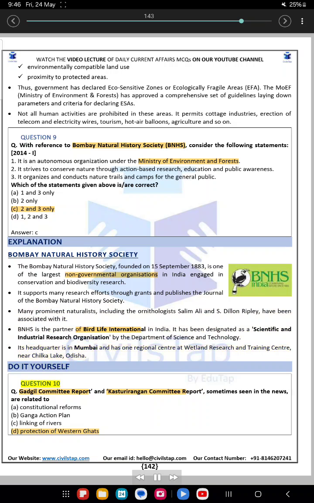Do it yourself. Question 10. Q. Gadgil Committee Report and Kasturirangan Committee Report, sometimes seen in the news, are related to: A. Constitutional reforms. B. Ganga Action Plan. C. Linking of rivers. D. Protection of Western Ghats.